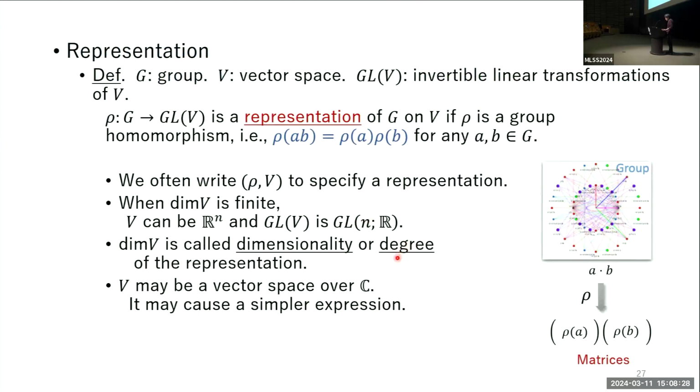And this is just terminology, but the dimension of V, this vector space, is called the dimensionality or degree of the representation. In this lecture, I just consider the finite dimensional space for V, but this may not be true. Sometimes we should consider the infinite dimensional vector space as this V, especially the function space. Also, in connection with the Fourier transform, this V may be a complex vector space, but this is a simple extension.